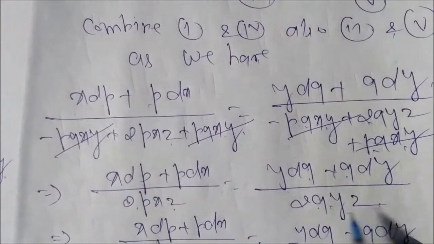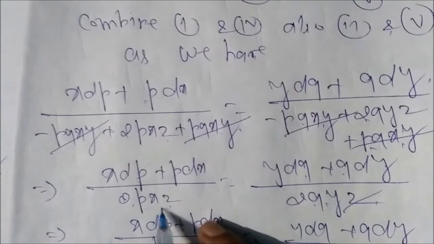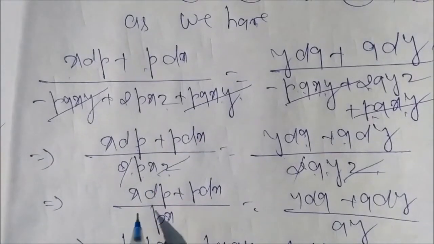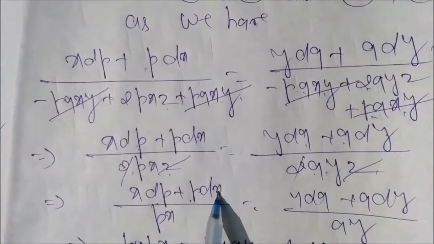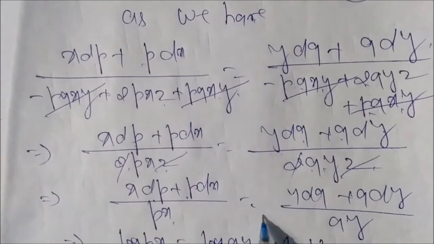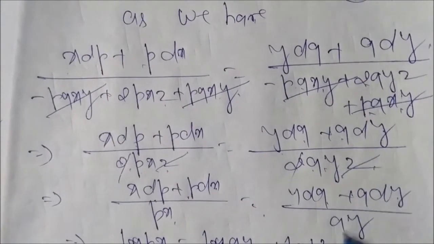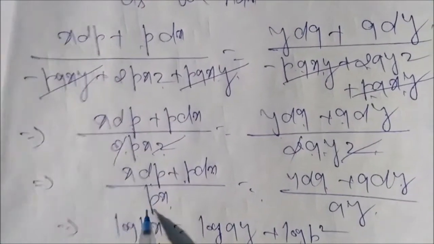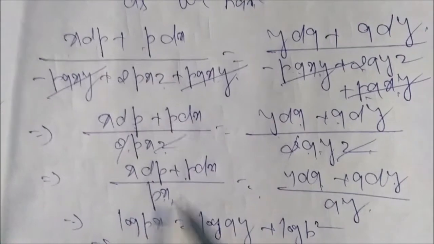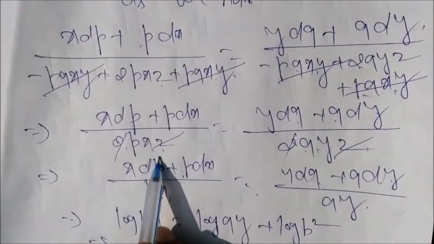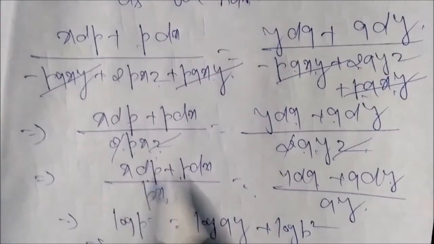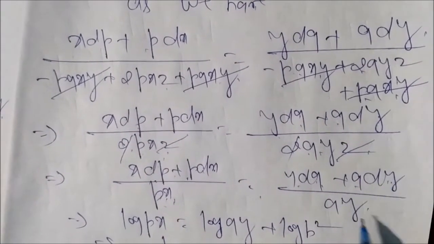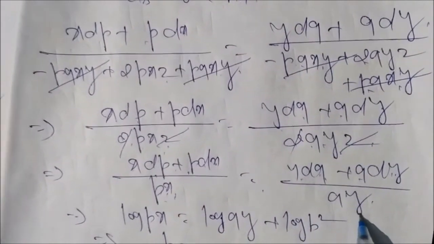Here z will be cancelled, 2 will be cancelled. We have this result: x dp plus p dx by px equal to y dq plus q dy by qy. Here px in the denominator, and the numerator is the differentiation of this, x dp plus p dx. Similarly, y dq plus q dy is the differentiation of the denominator.